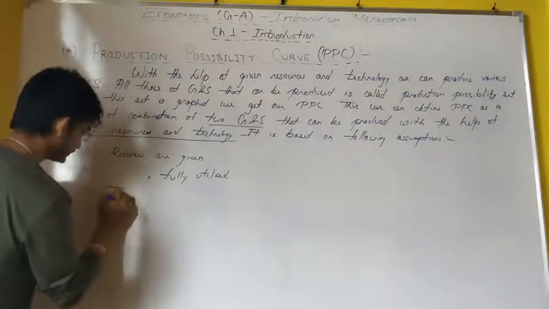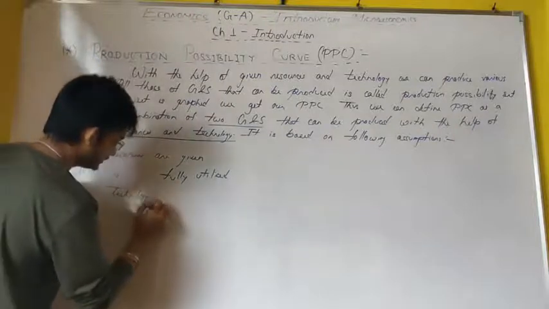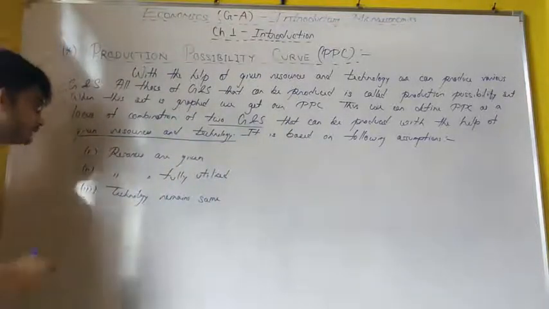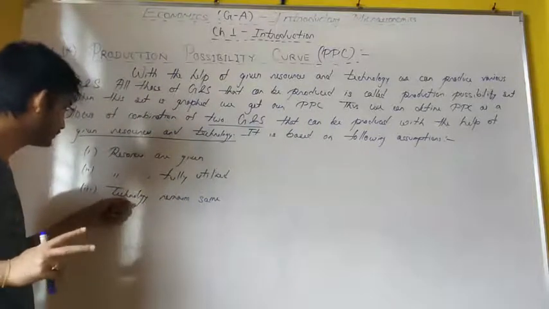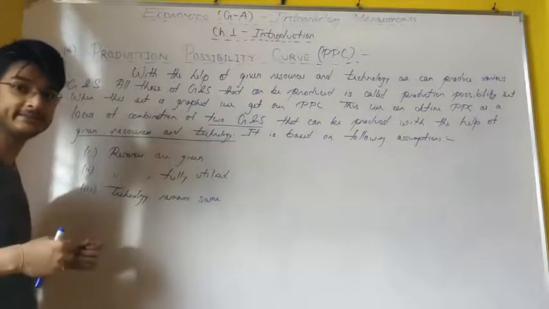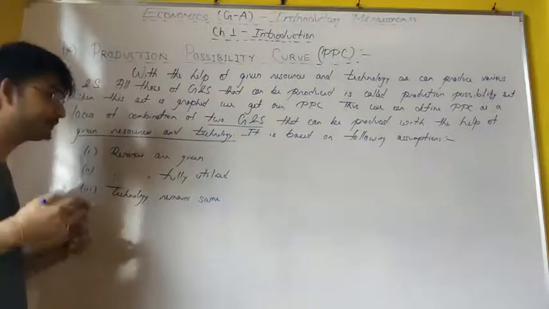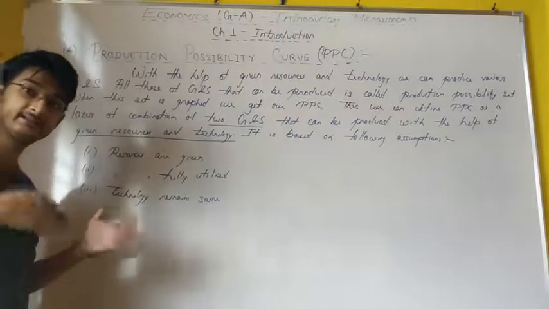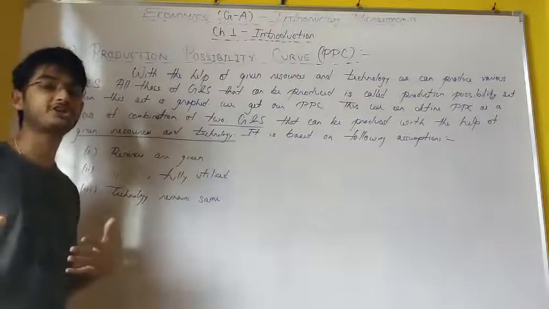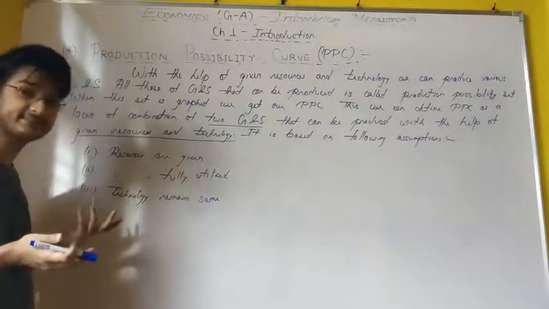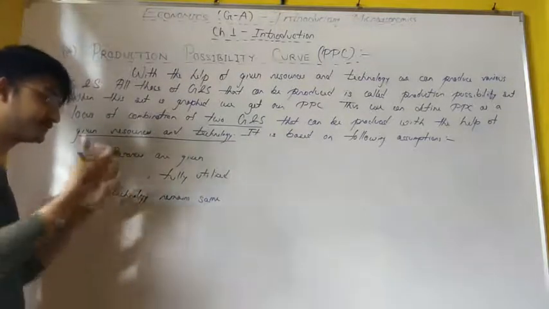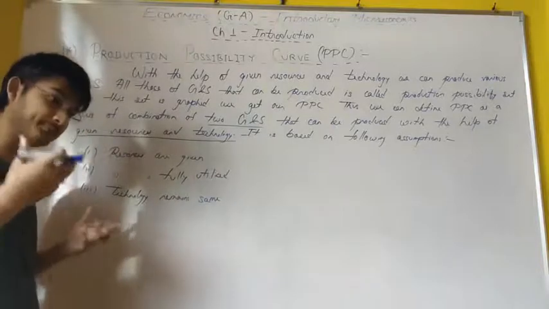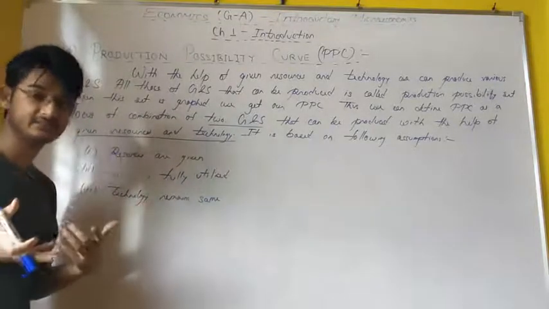The third assumption is that technology remains the same. By technology, we know there are two techniques of production. One is the labor intensive technique and one is the capital intensive technique. Whatever technique of production we choose for a particular economy, it remains the same throughout the production process. If I choose the labor intensive technique, there is some amount of labor and some amount of capital. Same for the capital intensive technique, there is also some amount of labor and some amount of capital.